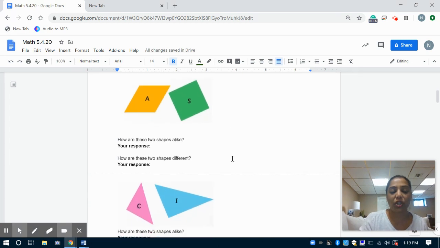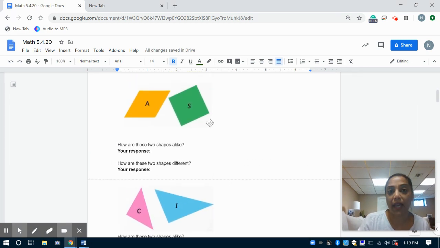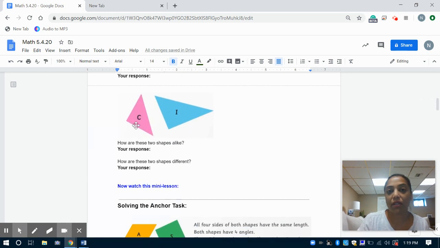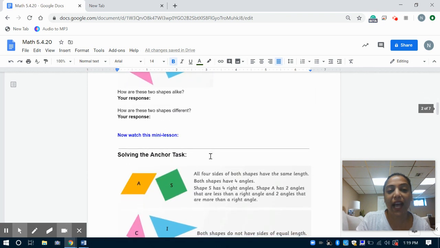Let's take a look. So the questions are asking you, how are these two shapes alike? And how are they different? Same thing for these two shapes, shape C and I. Please don't tell us that shape C is pink and shape I is blue. We know that. We're focusing on specific math language, really looking like a mathematician, looking at sides and angles. How can you tell us that they're alike and how are they different? Please spend some time doing that if you haven't done so already, and pause the video here, and then I'll show you how we solve it. Okay, hopefully you've had some time to solve the anchor task. Let's take a look at how we solve it.